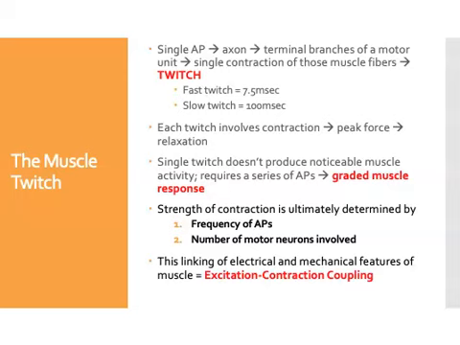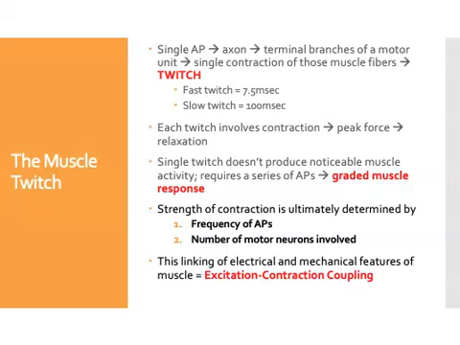Now, the ultimate strength of the contraction in a skeletal muscle is determined by two things. Number one, the rate of the action potentials coming down through the neuron. So the frequency, that's another way of saying that. And number two, how many motor neurons are involved at any one time. Because each motor neuron is going to hit several individual muscle fibers. So if more motor neurons are involved, you're going to end up with more motor units contracting.